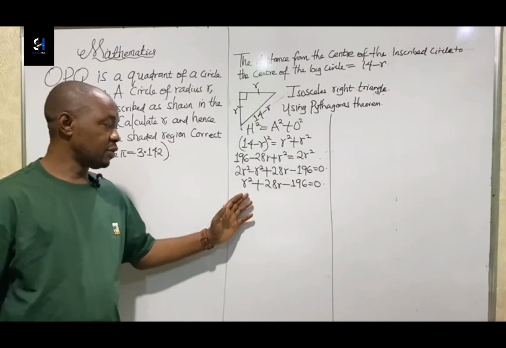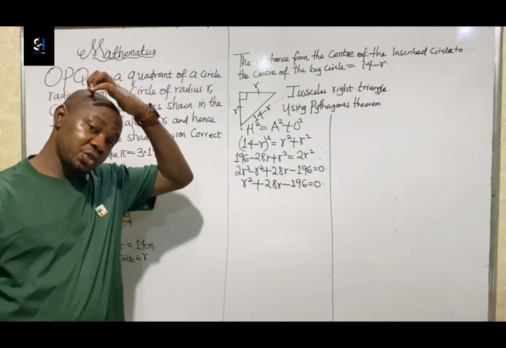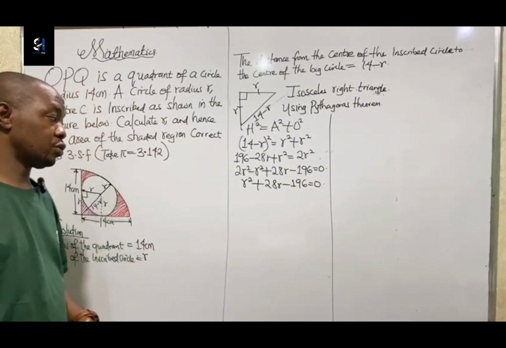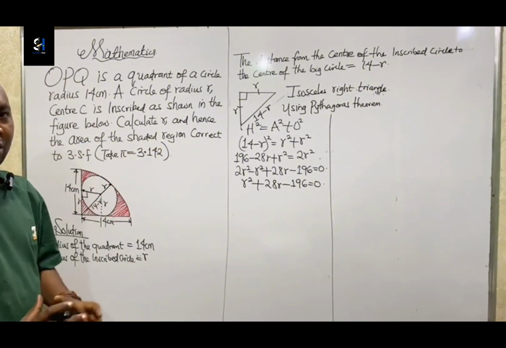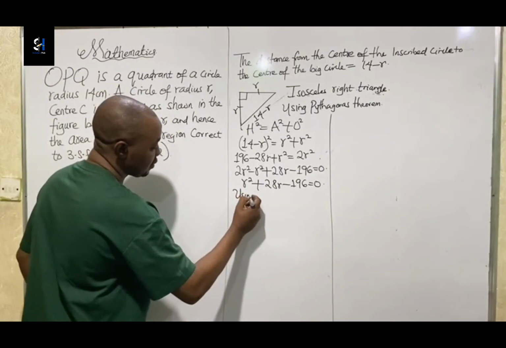Don't forget, we are looking for the value of r. Another thing again is the value of r must be positive. In order for us to have a positive solution, the value of r cannot be what? Negative. So to get the value of r, let's use the quadratic formula.